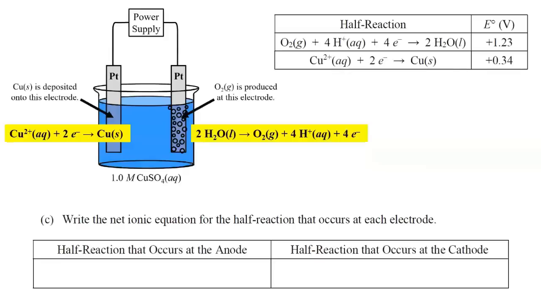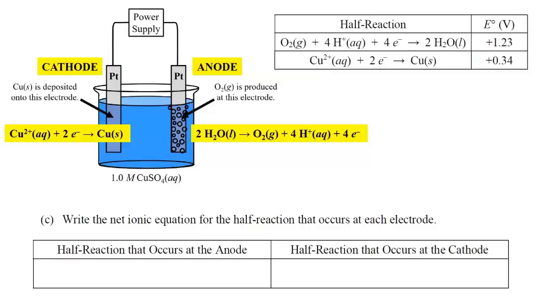So in this diagram, the reduction reaction that involves the formation of solid copper, so that electrode that happens to be on the left, would be labeled as the cathode. And then the oxidation reaction that involves the formation of oxygen gas, that electrode will be labeled as the anode. So now that I've identified which reaction is occurring at which electrode, and I've identified which electrode is the cathode and which electrode is the anode, I can now answer part C very easily.